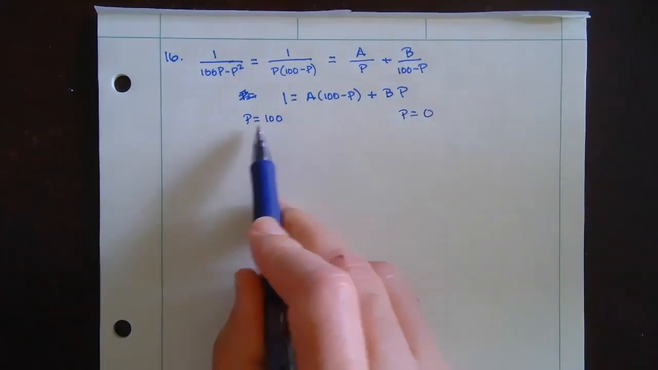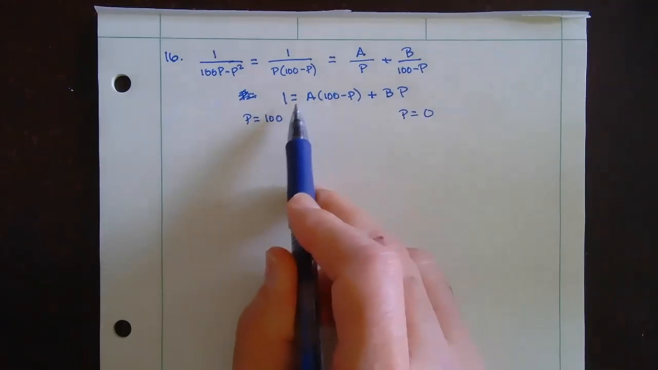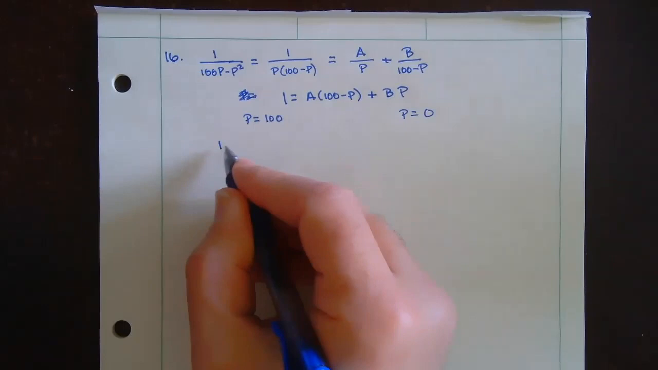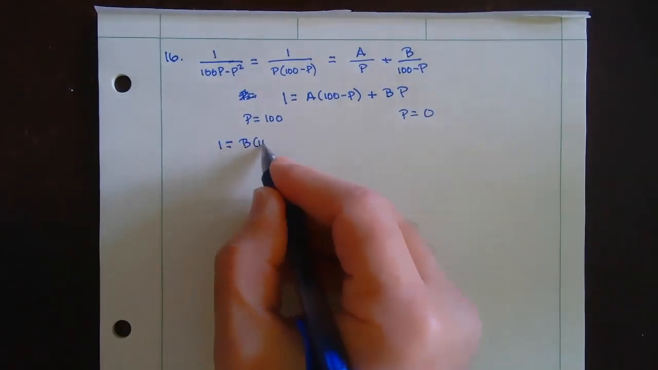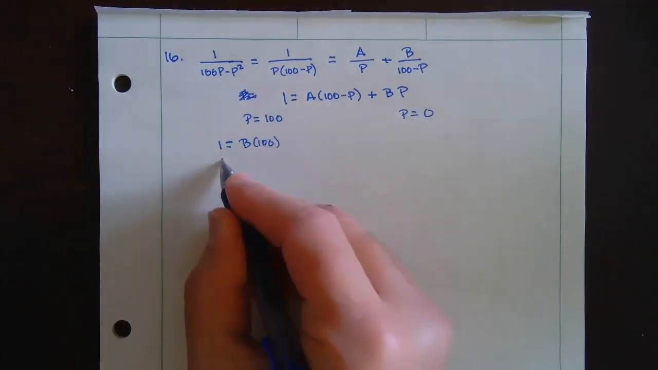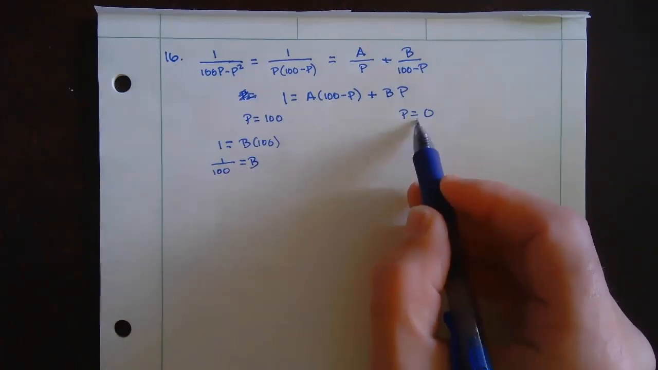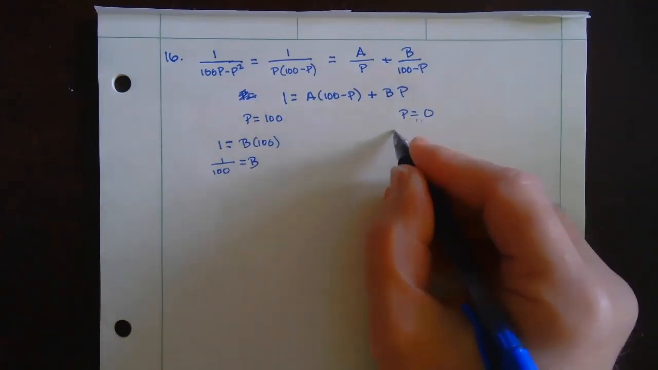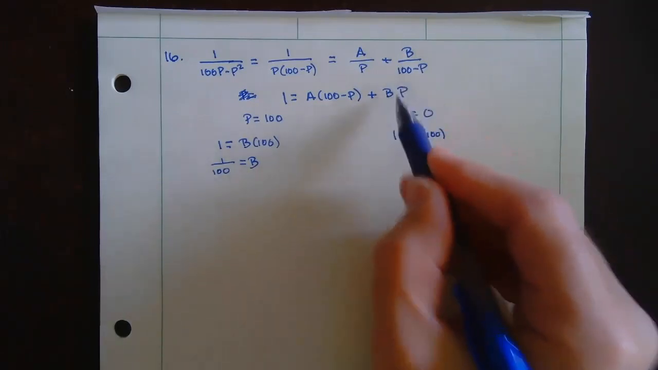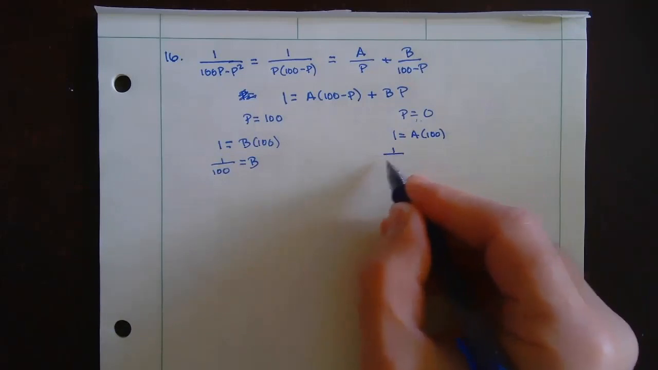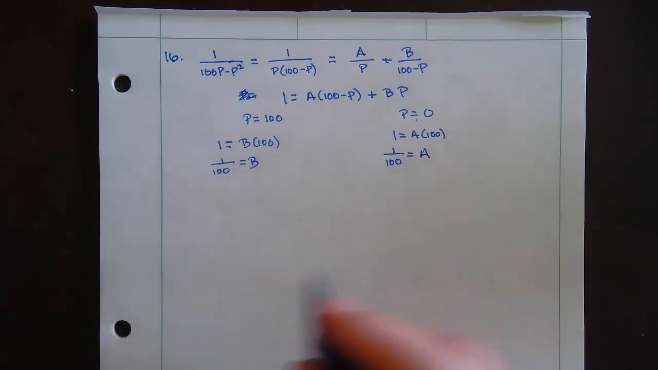If P is equal to 100, that makes this term become 0 and it drops out, right? So this one would be 1 equals B times 100, or 1 over 100 equals B. If P was 0, then this one would be 1 equals A times 100, and the other term would drop out, and so 1 over 100 is equal to A, okay?